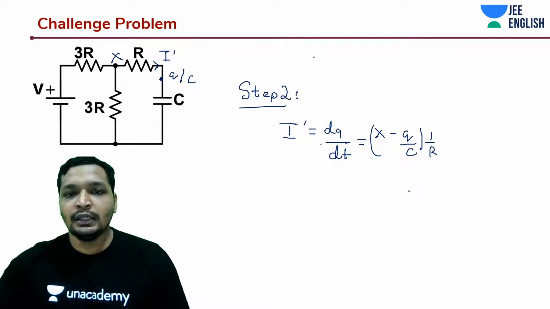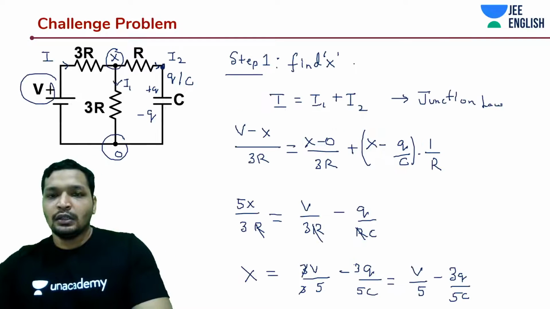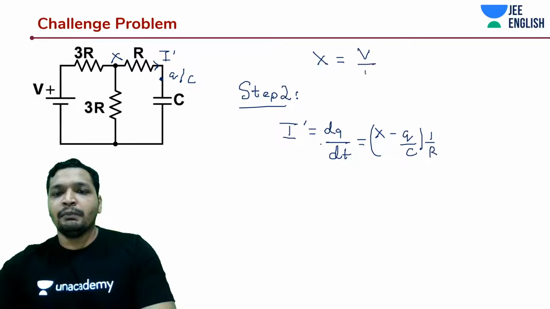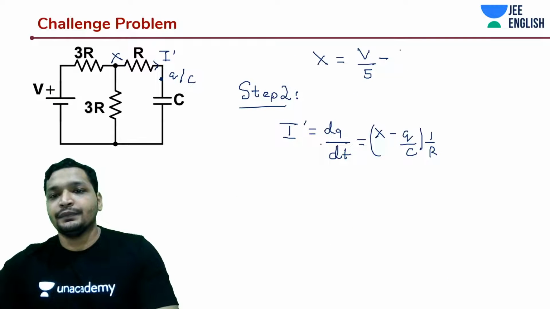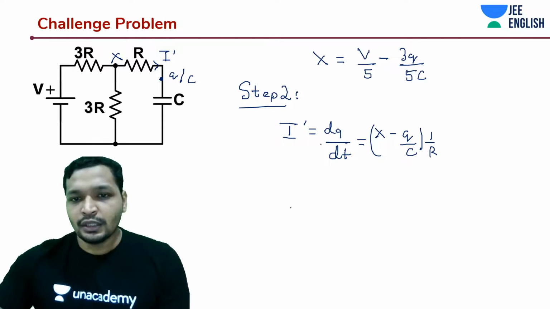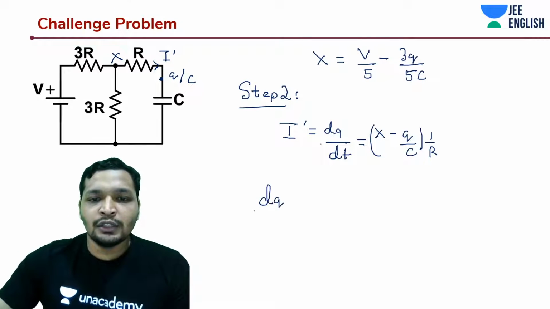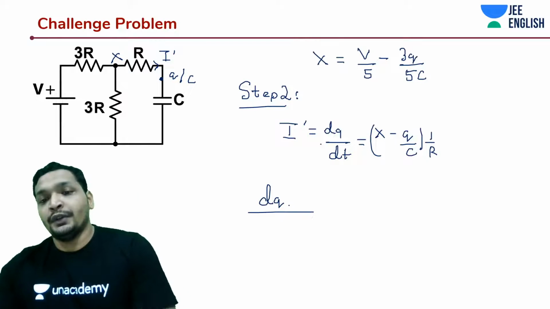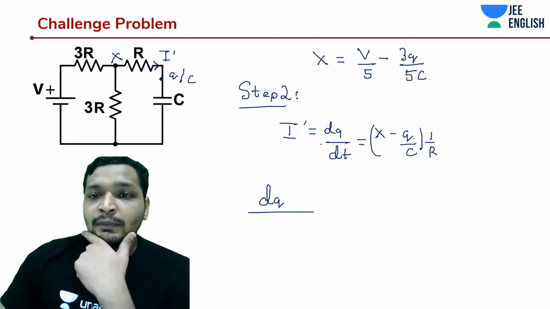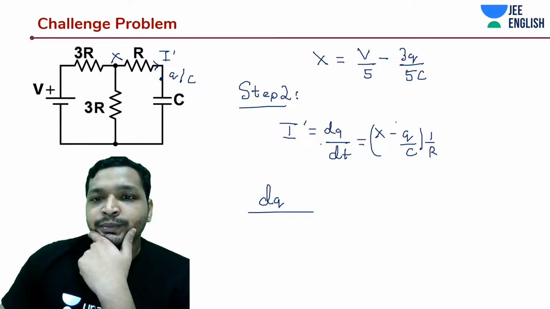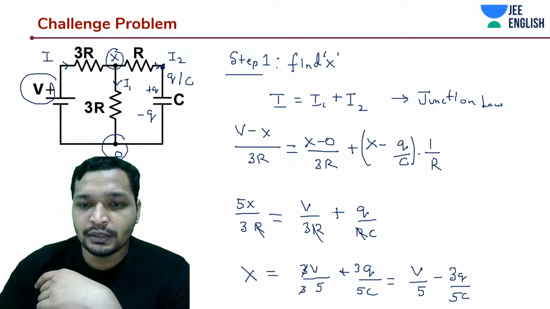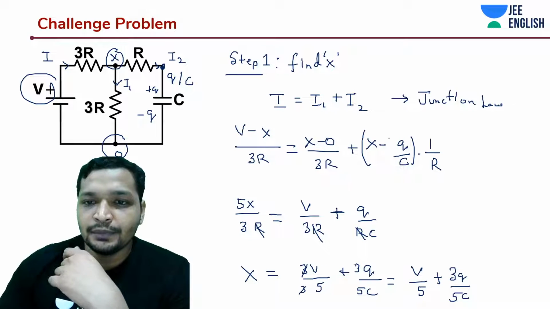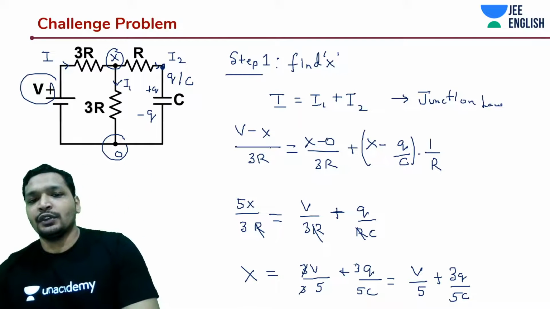I'll write it down again. x is equal to how much? V by 5 minus 3q by 5C, right? And you need to substitute this. You substitute this, this is going to be dq divided by, how much is this? This is going to yield something like minus x minus, okay, we made a mistake over there. It's not minus, it should be plus, right? This should be plus. It gets carried over here, it's going to be plus.